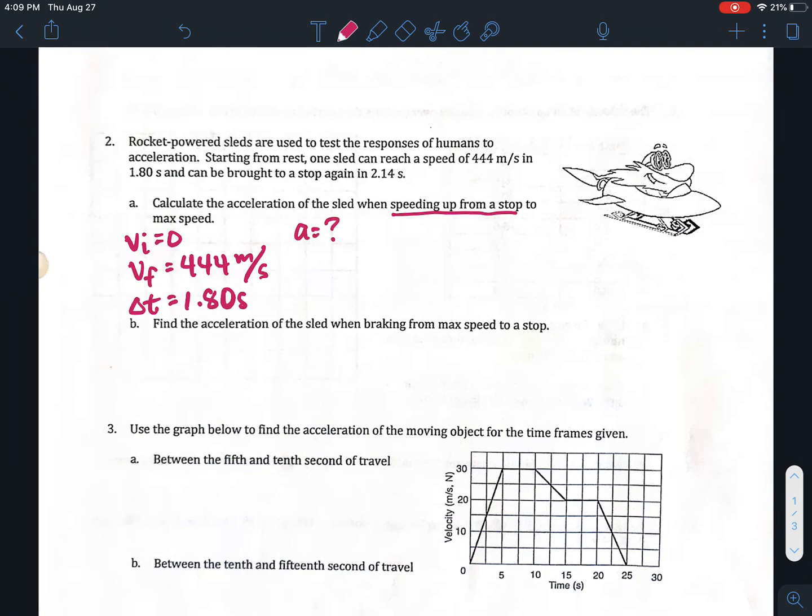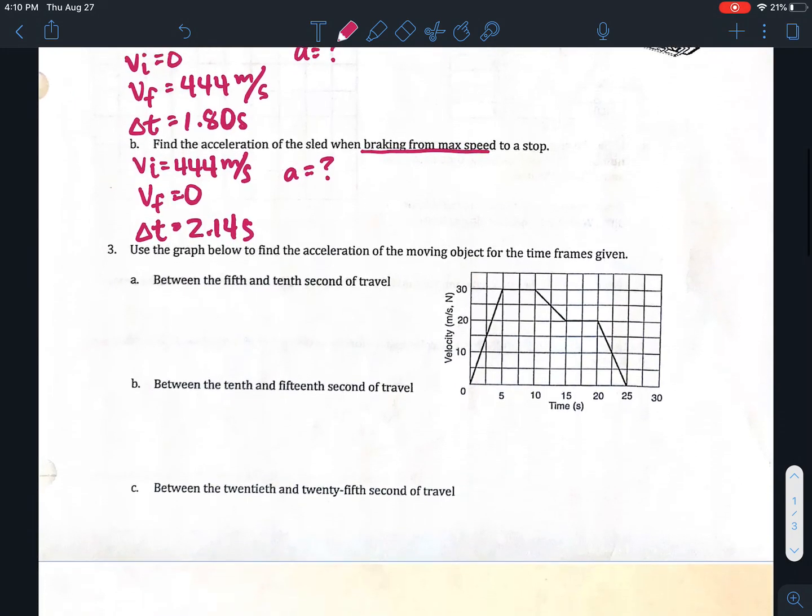A is our unknown. And then on part B, we want to know when braking from max speed to a stop. So that means VI now is going to be 444. We start at max speed and we come to a stop, so VF is 0. And they gave us a different time for that. It was 2.14 seconds. And then we're looking for A. Okay, so a lot of information, but you can wade through it and just use the information appropriate for that question.